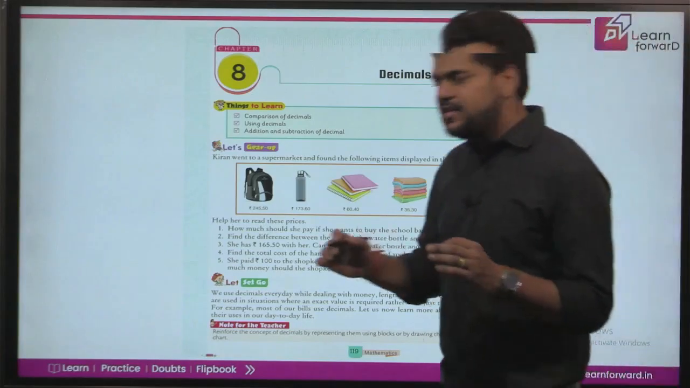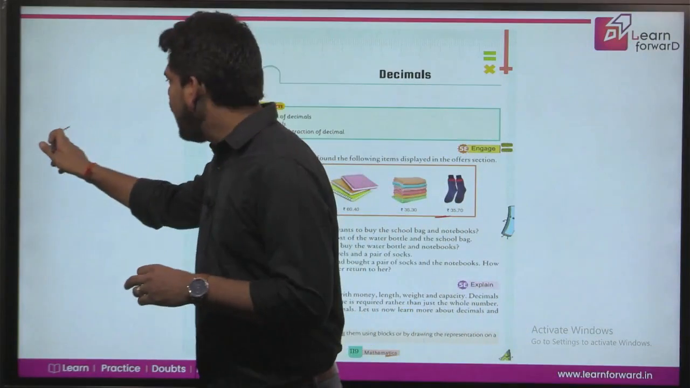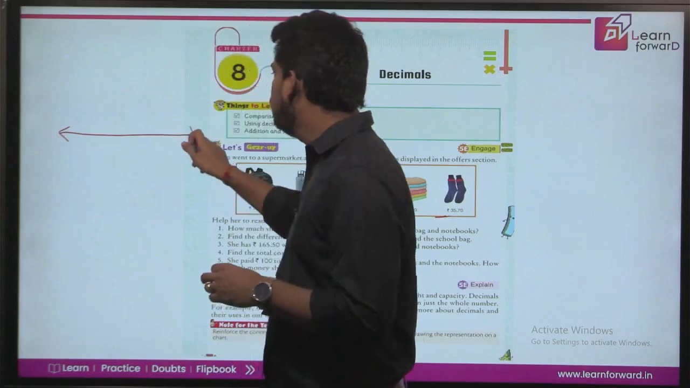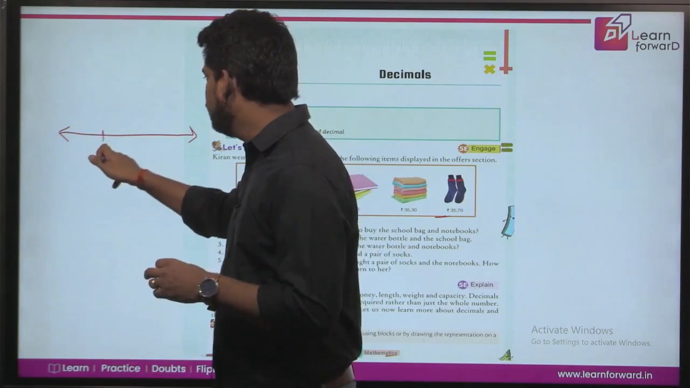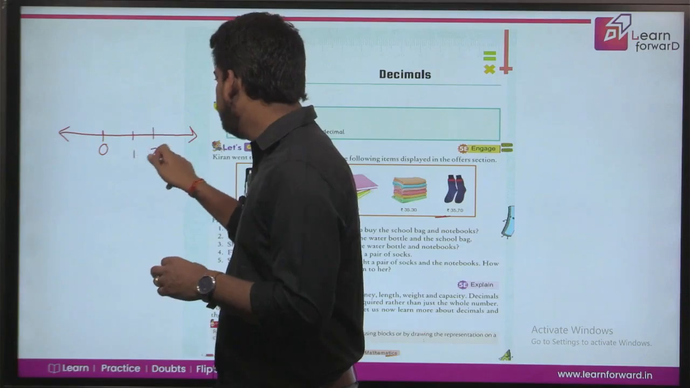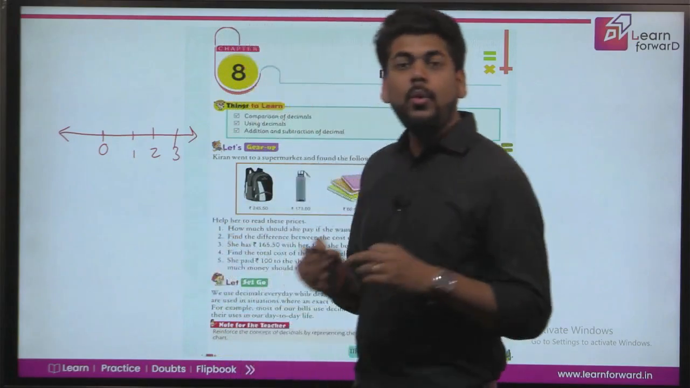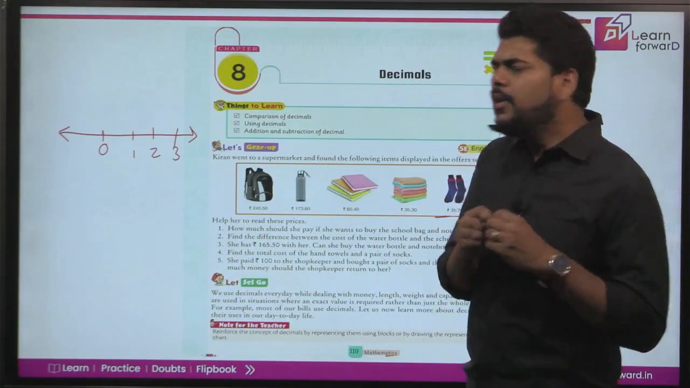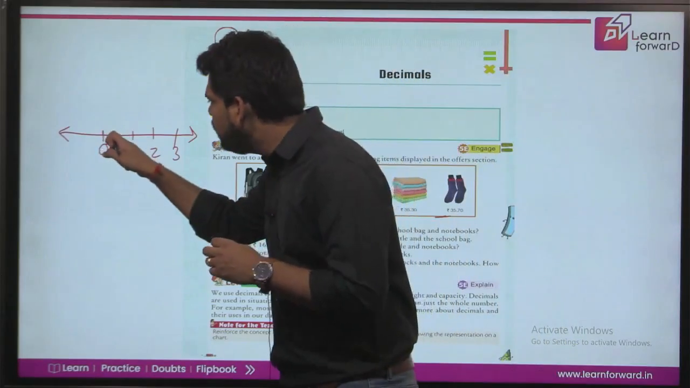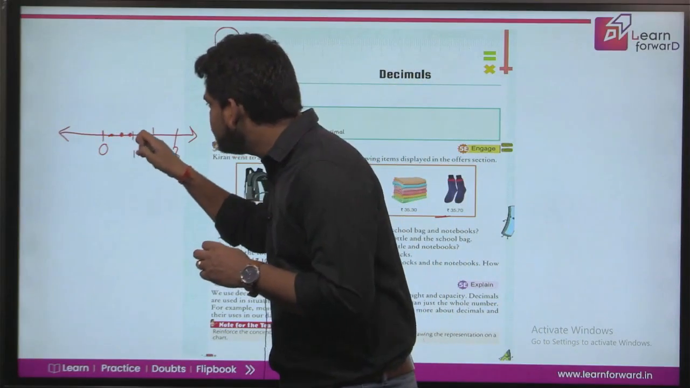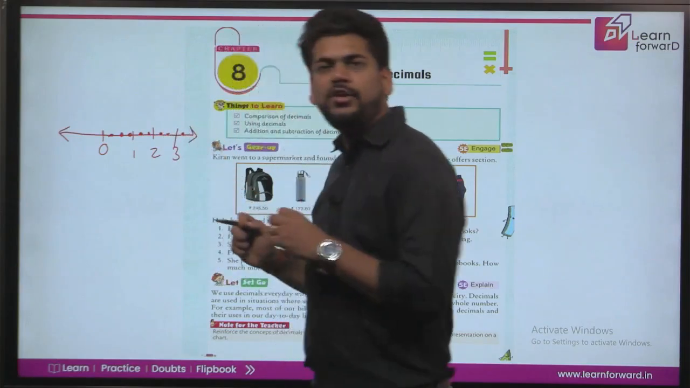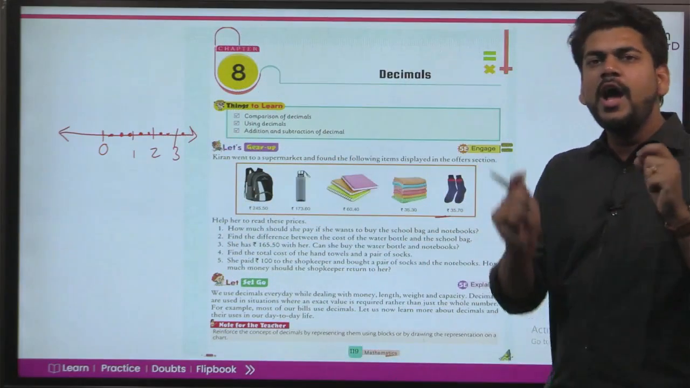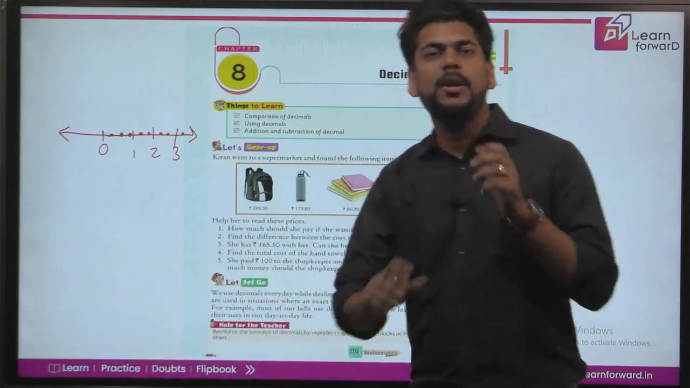Just for example, as we draw the number line, we start with number 0, then 1, then 2, then 3. What are decimal numbers? Decimal numbers are those which lie between these numbers, like 0.3, 1.5, 2.78, 3.92. These are the numbers which lie between these whole numbers on the number line.